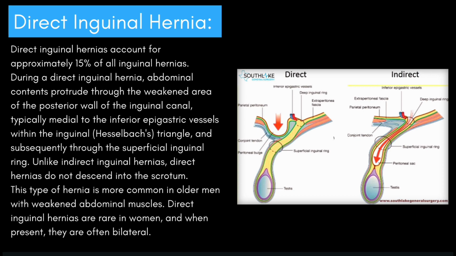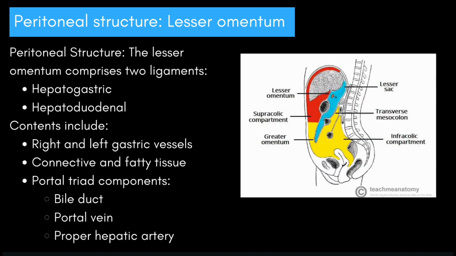This type of hernia is more common in older men with weakened abdominal muscles. Direct inguinal hernias are rare in women, and when present, they are often bilateral. Let's go ahead and move on to the next concept.